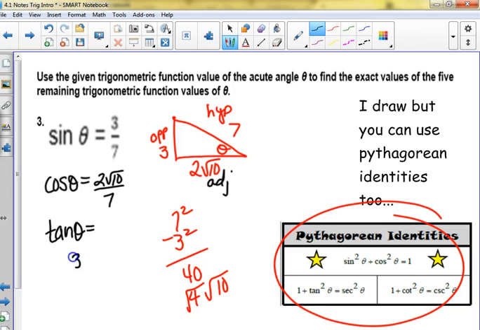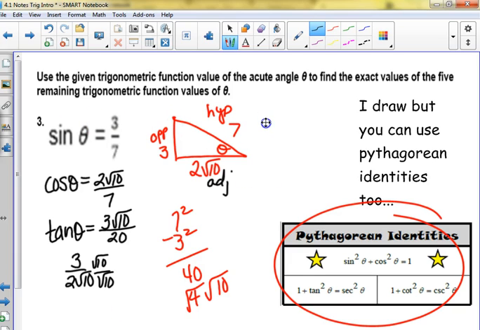Yeah, it's 3 over 2 square roots of 10, right? Opposite over adjacent? Yeah. So we got 3 square roots of 10 over... what happens when we multiply by square root of 10 over square root of 10 here? This is 10 times 2 is 20. Well, okay. What happens when we flip them over?